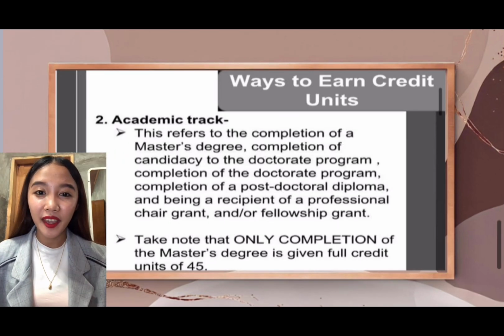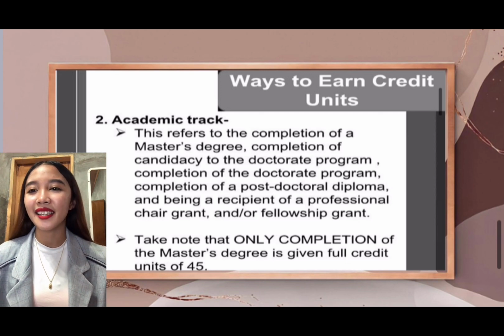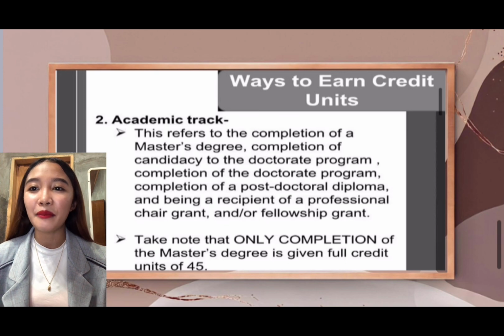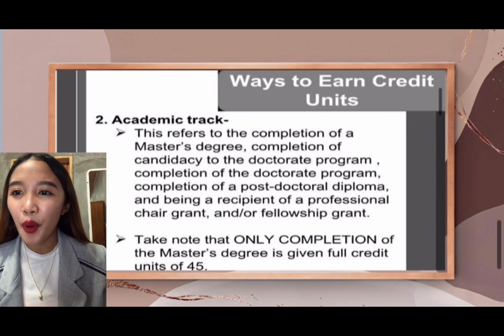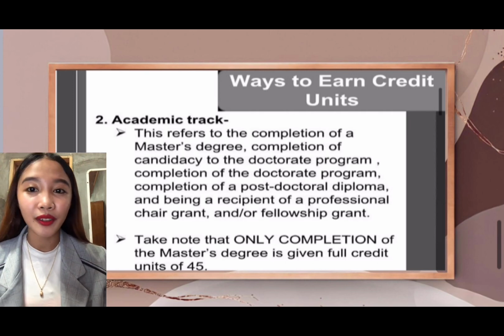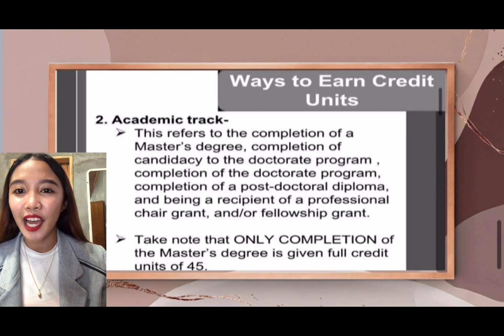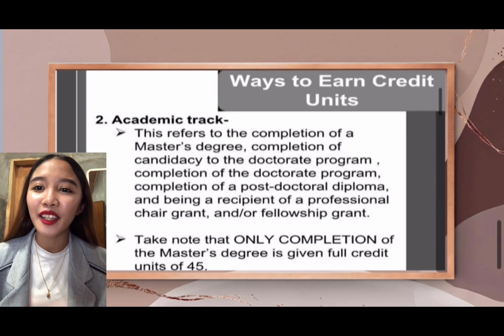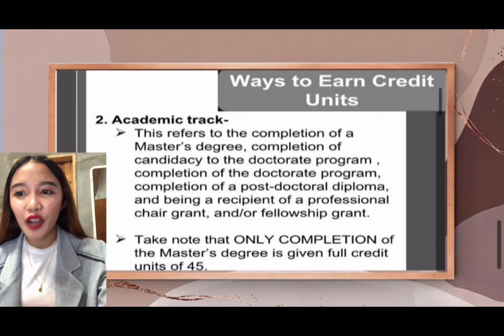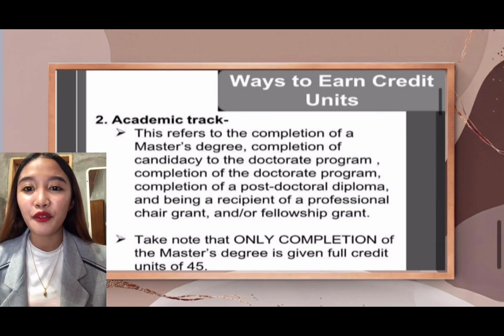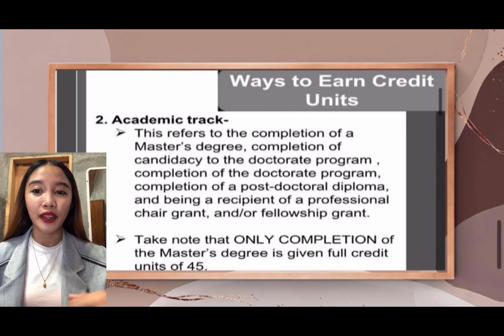The second way to earn credit units is the academic track. This refers to the completion of a master's degree, completion of candidacy to the doctorate program, postdoctoral diploma, and being a recipient of a professional chair grant or a fellowship grant. Take note that only completion of the master's degree is given the full credit units of 45.